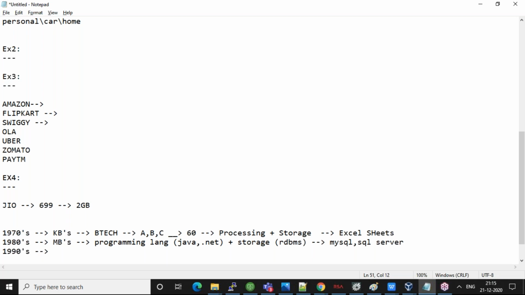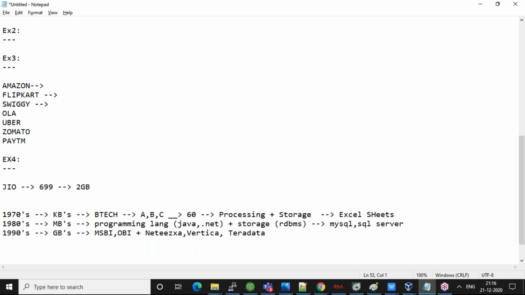In the 1990s, it is GBs. The data is in gigabytes. How can we process the data? By using MSBI or Oracle BI. And you can store the data by using Netezza, Vertica, and the third one is Teradata.